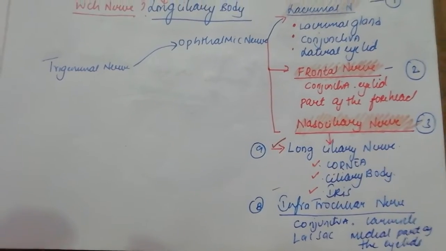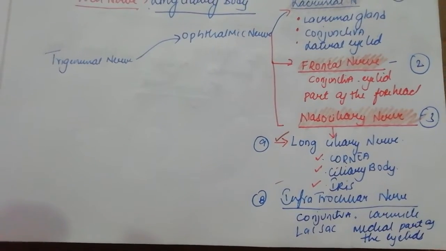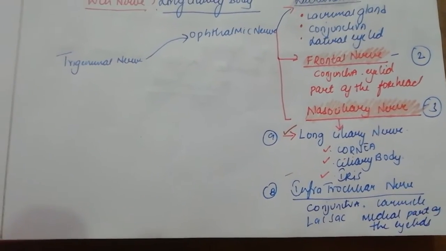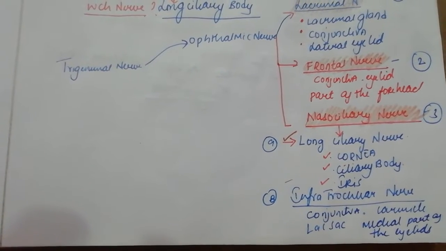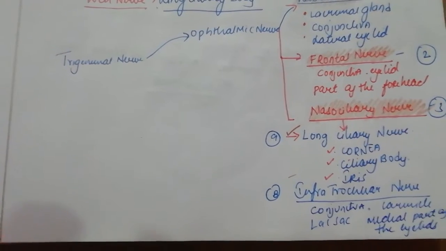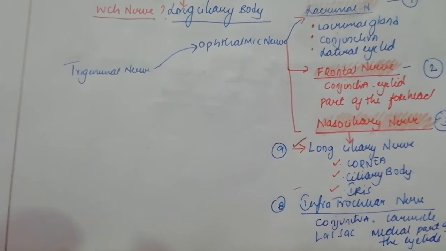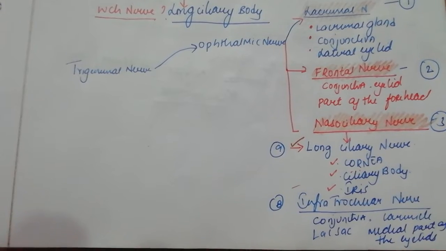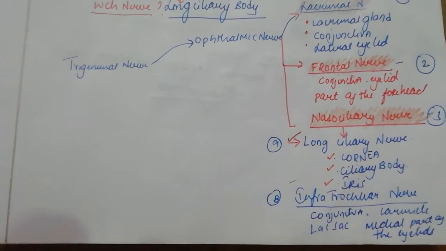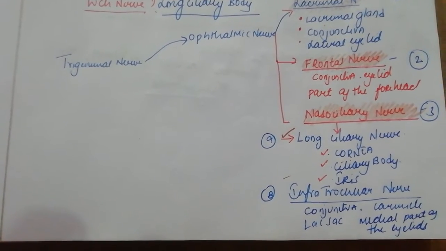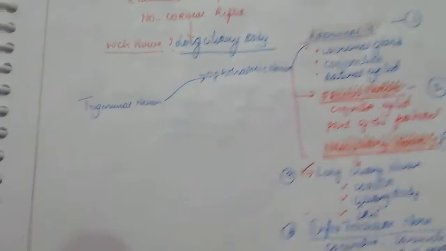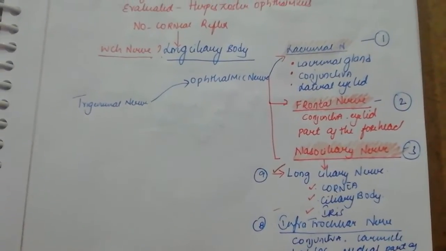This nasociliary nerve has two branches, that means the long ciliary nerve and the infratrochlear nerve. The long ciliary nerve carries the nerve signals from the cornea, ciliary body and iris. The infratrochlear nerve gets the sensations from the conjunctiva, the lacrimal sac and the medial part of the eyelid. So these are the basic points we need to understand.